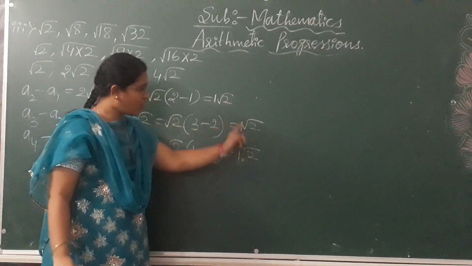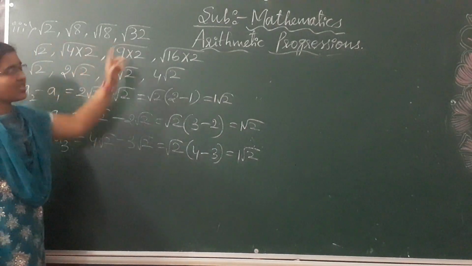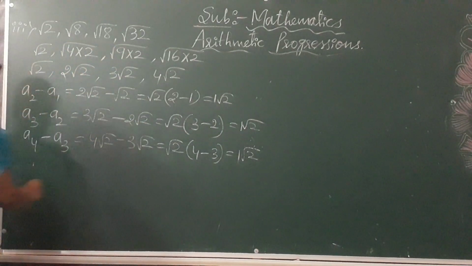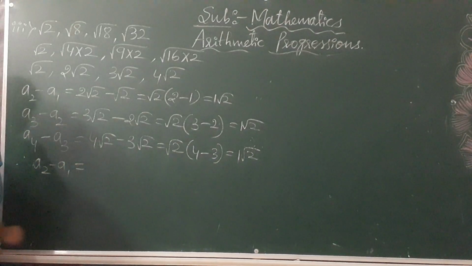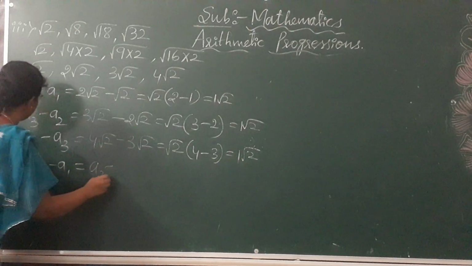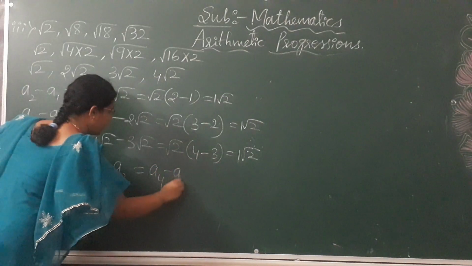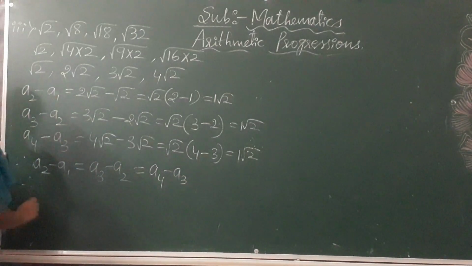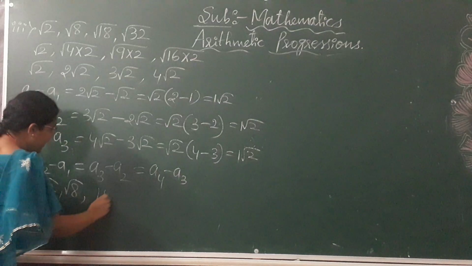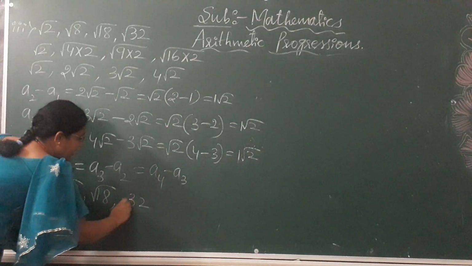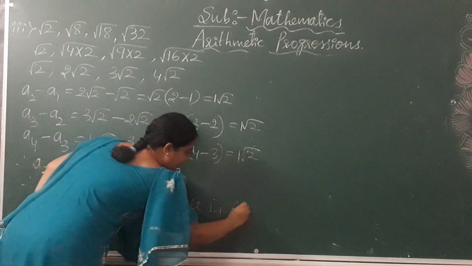Observe, children, the common difference is the same. Therefore, these terms are in AP only. Therefore, A2 minus A1 is equal to A3 minus A2, which is equal to A4 minus A3. Therefore, root 2, root 8, root 18, root 32 and so on are in AP.